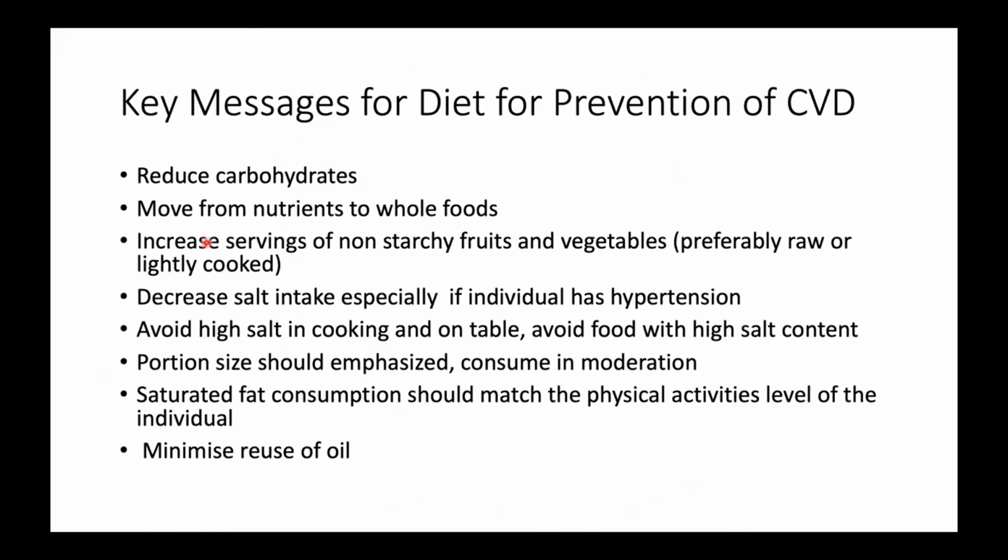So key messages for dietary prevention of cardiovascular disease. You have to reduce the carbohydrate intake, especially high glycemic index food. And we have to move from nutrient to whole foods, meaning we should not concentrate on carbohydrate or fat or saturated fat or MUFA or PUFA. We should concentrate on which types of food are good for health. For example, dairy product is good for health. Fruits and vegetables are good for health. We have to look into the matrix. Increase serving of non-starchy fruits and vegetables.